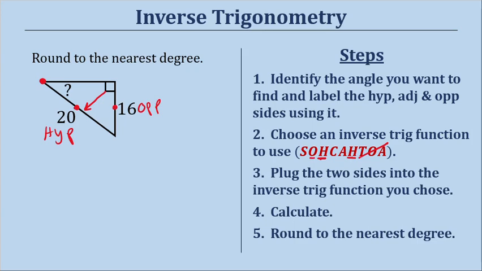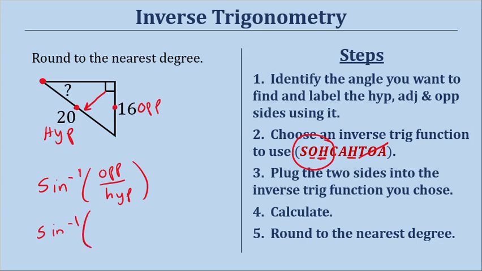Again, though, I could use cosine or tangent if I wanted to, but I'd have to use the Pythagorean theorem to figure out my adjacent first, and I'm really not willing to do that. So I'm going to use sine simply because it has opposite over hypotenuse. And I know that because SOH stands for sine of opposite over hypotenuse. All I'm going to do at this point is plug in my values. So I have inverse sine of my opposite, which is 16, over my hypotenuse, which is 20.